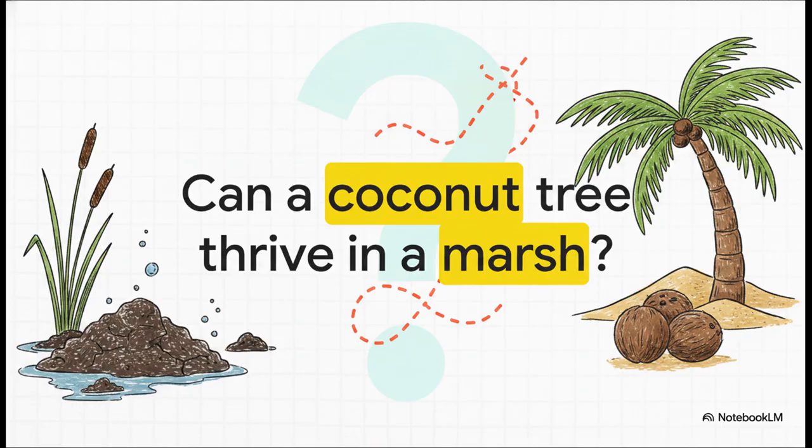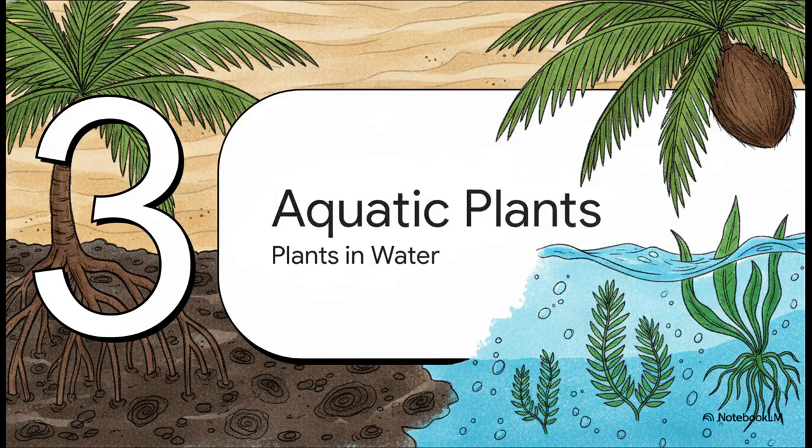Let's pause for a second. I want you to think about this logically. Based on what we just learned, would a coconut tree grow well in a wet, sticky marsh? If you said no, you are absolutely right. Its roots are made to grip loose sand, not to breathe above sticky clay like a mangrove. See how important adaptation is?